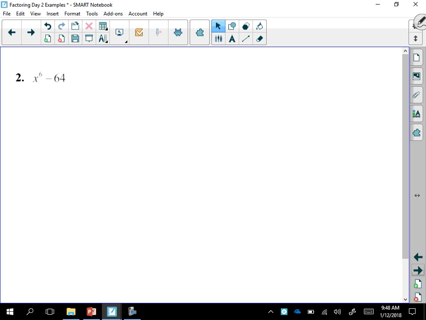We have x to the 6th minus 64. Now, we actually have some options here. 64, is that a perfect cube? But it's also a perfect square. X to the 6th, is it a perfect square or a perfect cube? It's both, right? Because 3 goes into it evenly and 2 goes into it evenly. So if I were to treat this as the difference of perfect squares, what would the conjugates be?